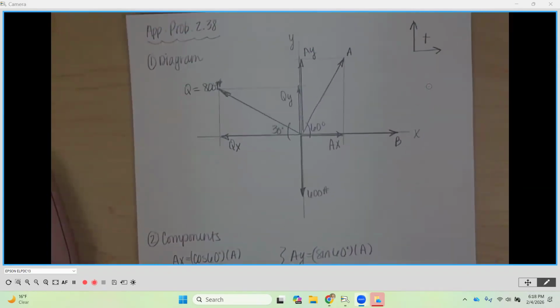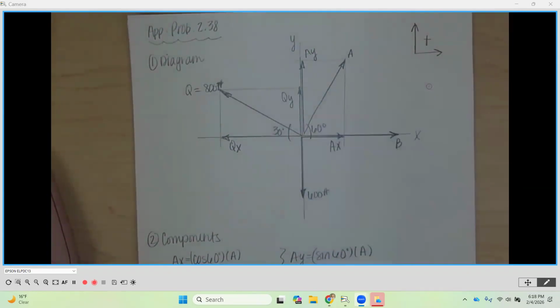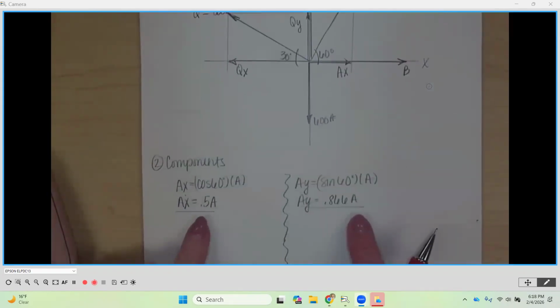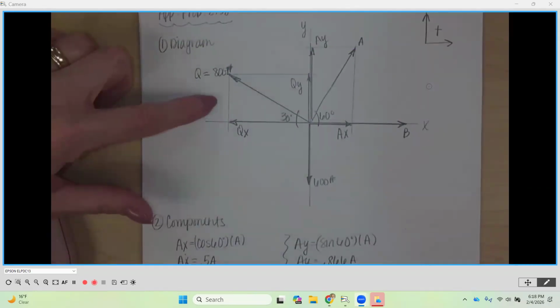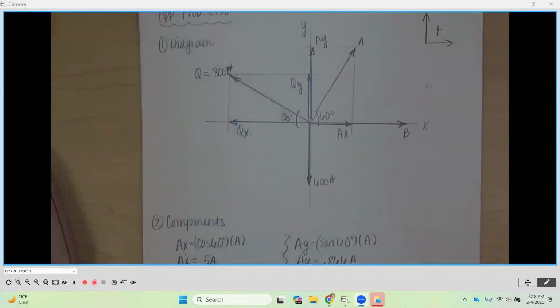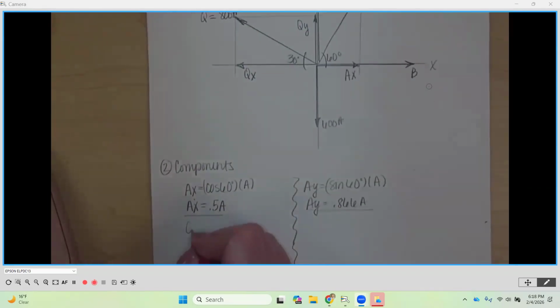Now, because we don't know the magnitude of A, each one of those components is going to be in terms of that hypotenuse. So they have A in them, and that's as far as we can go. That'll be a variable that we're going to solve for when we do our equations of equilibrium. And then once you have AX and AY, go ahead and calculate the magnitudes of QX and QY.